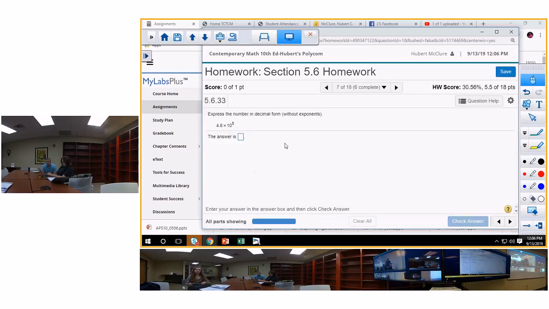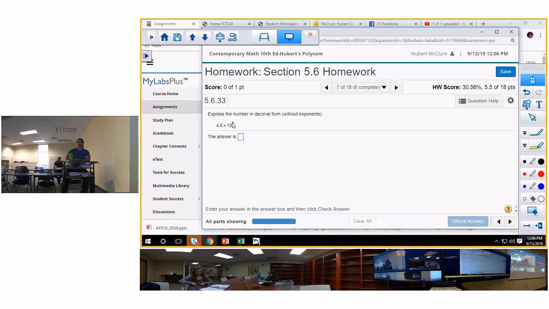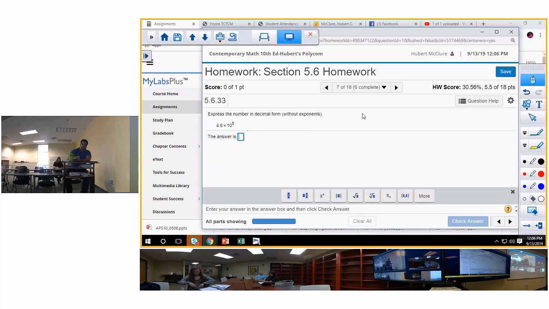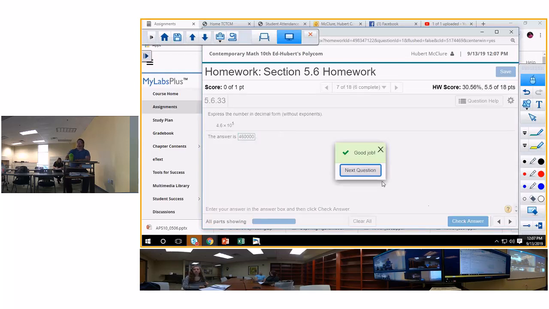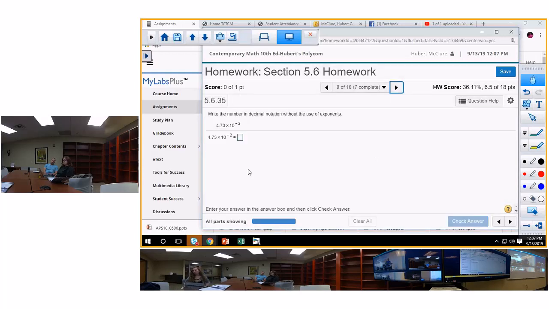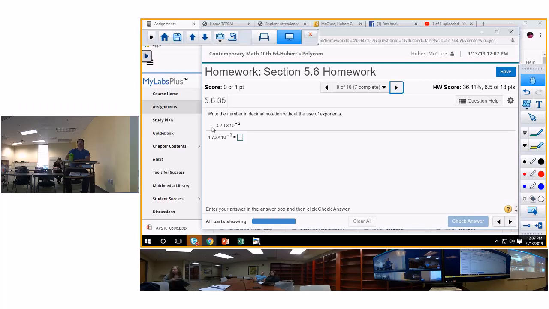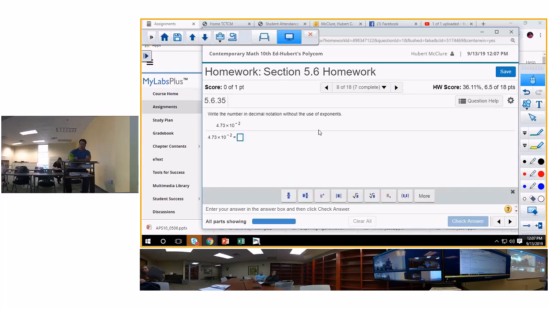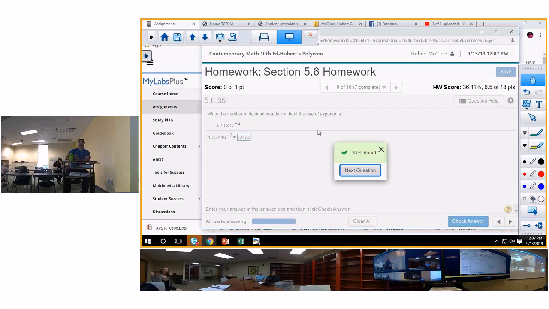Okay, now they want you to write it in regular notation. So what does positive 5 mean? 1, 2, 3, 4, 5. That means 4 zeros, doesn't it? Remember, if you're moving it and counting the zeros, it's one less zero. Next. And that's going to be 1, 2. So that means not 2 zeros, but 1 zero. 0.0473. Any questions?